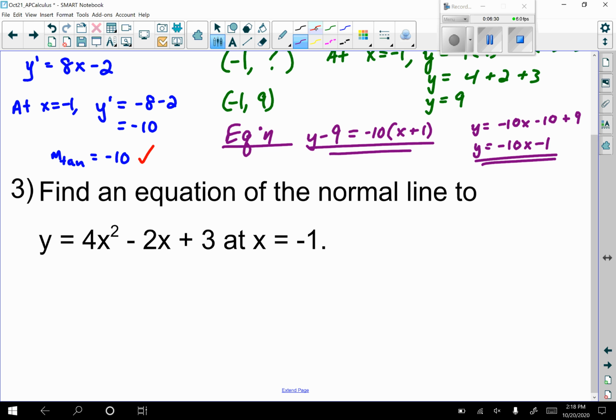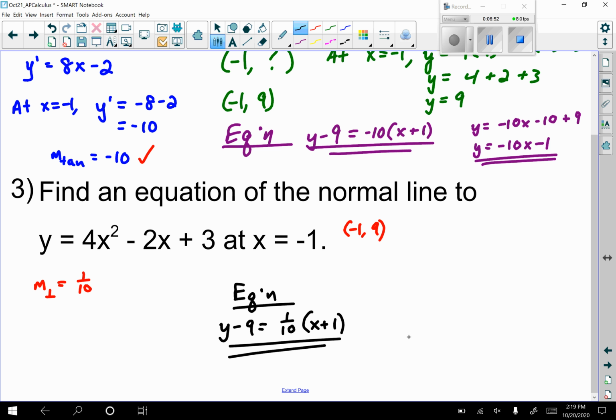So the only difference here with the normal line is that it's perpendicular to the tangent line at that same point, negative 1, 9, so we already have our point. We just have to change or adjust our slope. So this will give us a positive 1/10. So now writing the equation, again, point slope form, we're going to start with y minus 9 equals 1/10 times the quantity x plus 1. And we're done.